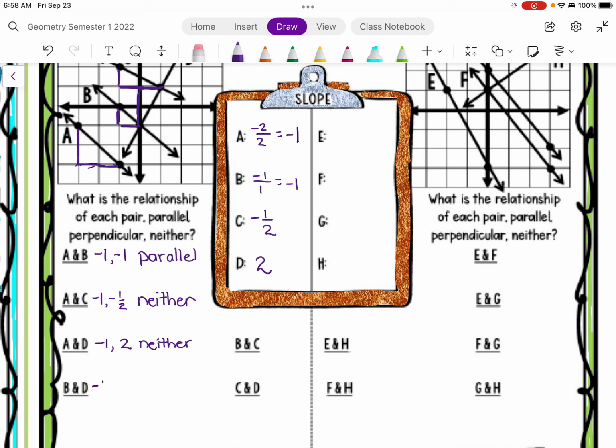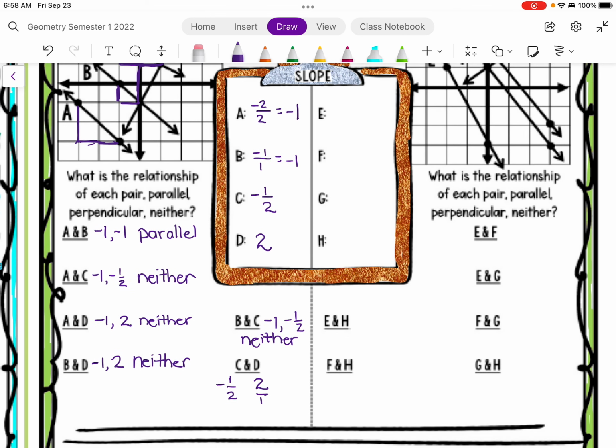B and D is the same thing, so neither. It's the same thing as A and D. B and C. It was the same thing as A and C. We said that was neither as well. C and D, here we go. -1/2 and +2. Remember, if we have a number that doesn't have a fraction, we can assume it's over 1, which makes those opposite reciprocals because one is negative, one is positive, and the fractions are flipped. So they are perpendicular.